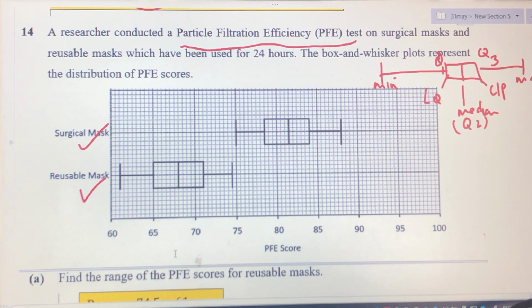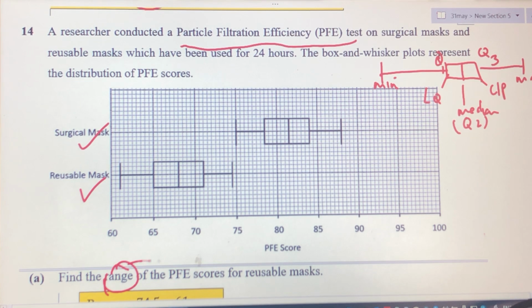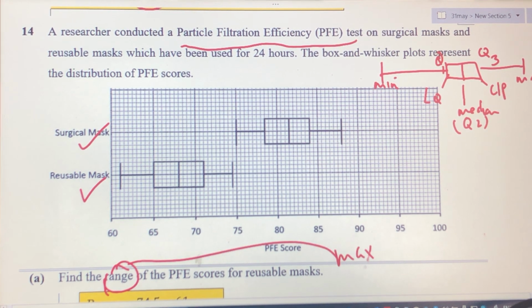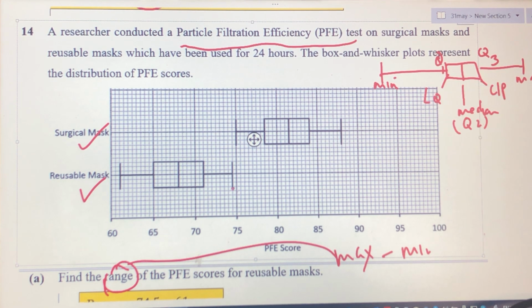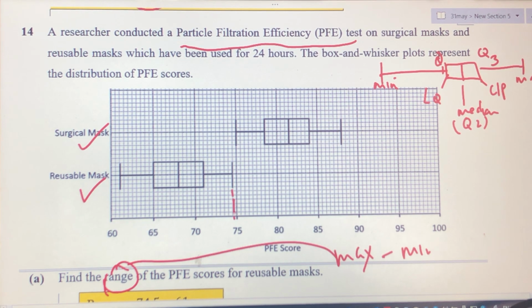Find the range. Range means the maximum minus the minimum. So for the reusable mask, this is the maximum, this is the minimum. Now, for this question, some of you don't know how to read the scale. So, I'll quickly go through it.